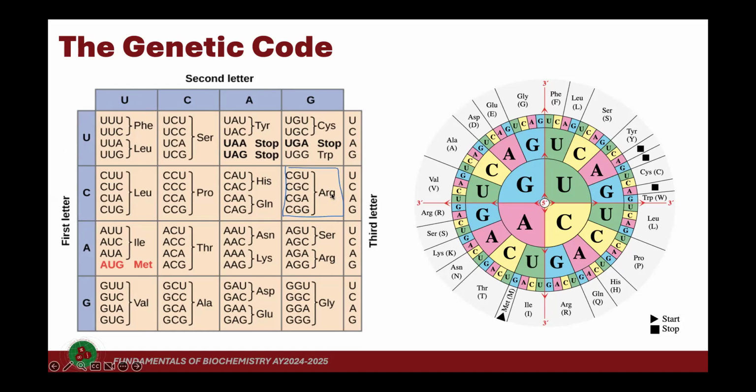CGG is for arginine. So in the wheel format, the first letter is C, the second letter is G, and the third letter is G, so it's arginine. That's how you read your genetic code.